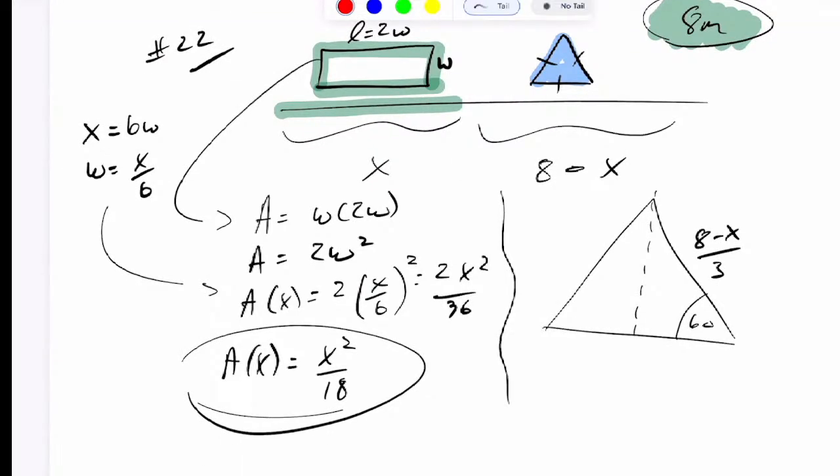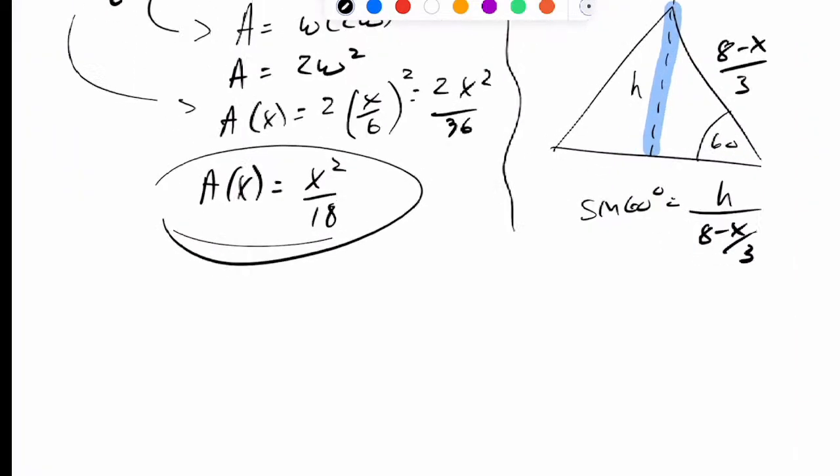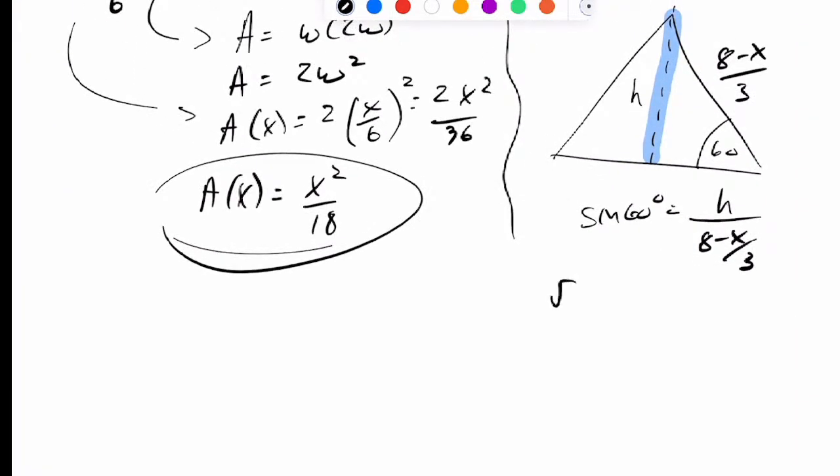So I want to calculate the area of this, so I need the height. This is my height. I want to calculate my height here. So I know the sine of 60 degrees is going to equal h, which is my opposite, over my hypotenuse, so (8 minus x) over 3. So continuing this here, the sine of 60 degrees is root 3 over 2. And that's going to equal h divided by (8 minus x) over 3.